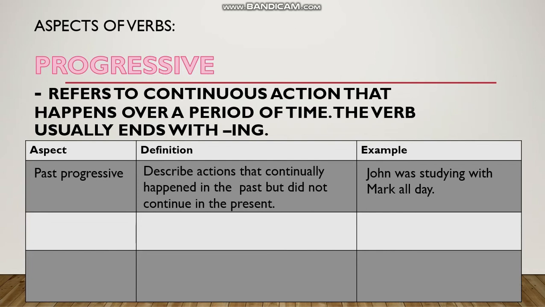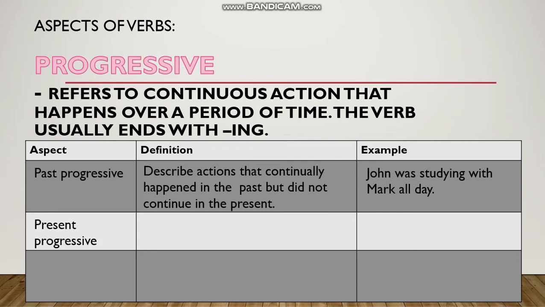Let's take a look at the main verb, studying. The root word is study. We added our main ingredient, ing, to it. And the word before it is the linking verb was, which is in past tense. So that is a past progressive verb, a past progressive sentence. The action continually happened in the past. It's ongoing in the past.